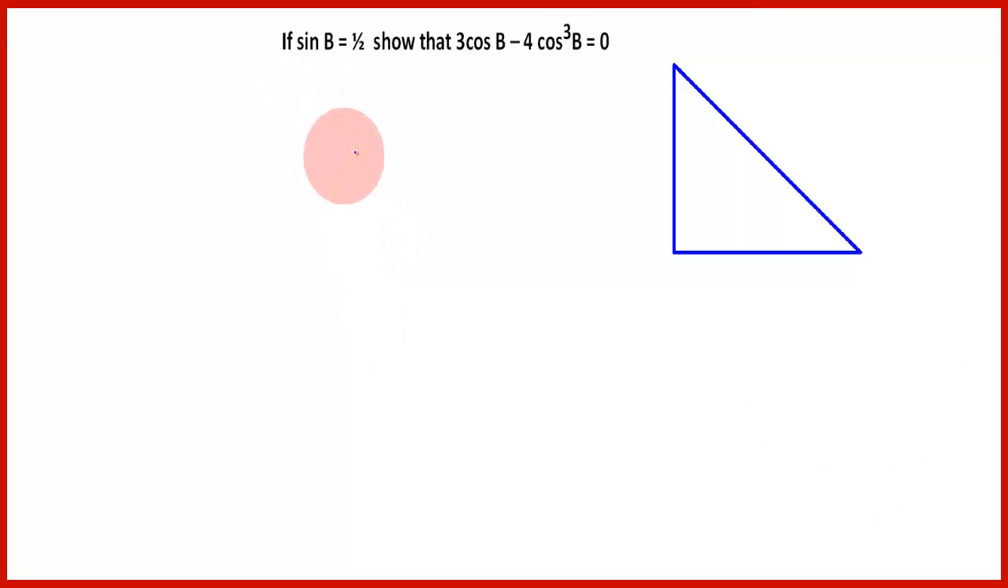Next question: sin B is equal to 1/2, show that 3 cos B minus 4 cos cube B is equal to 0. The figure is that this is A, this is B and this is C. This angle is angle B, and it is given that sin B is equal to 1 by 2, and we have to show that 3 cos B minus 4 cos cube B has value 0.